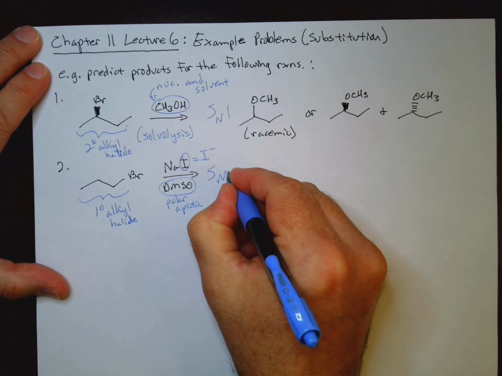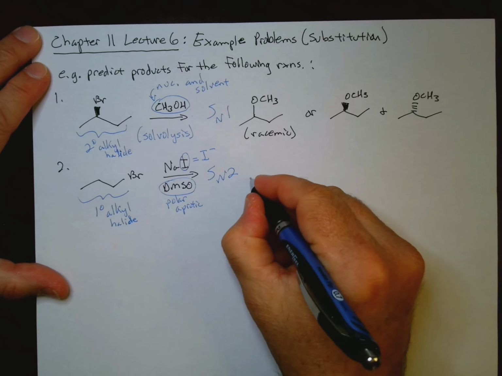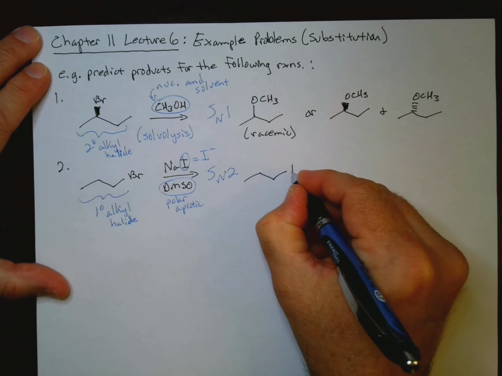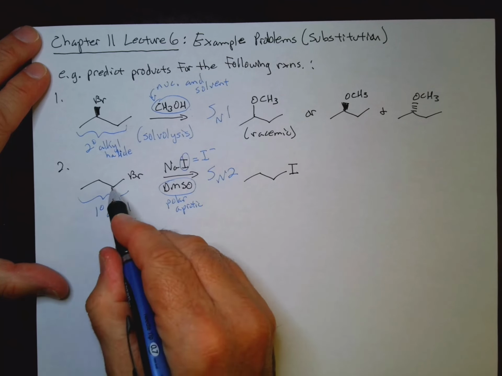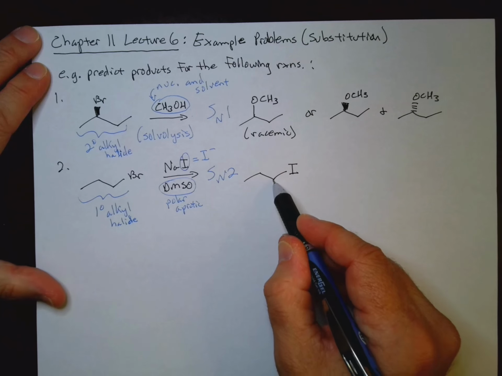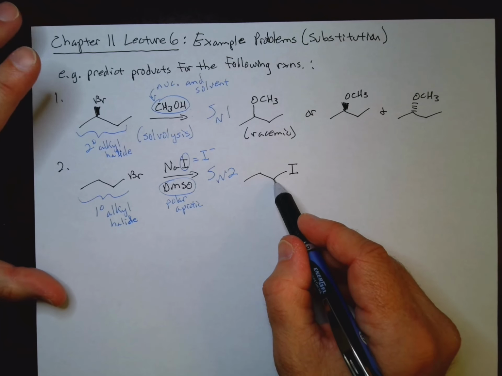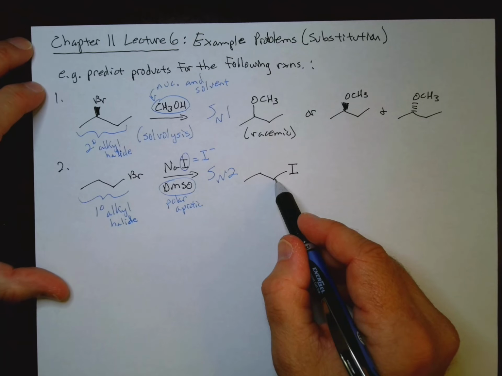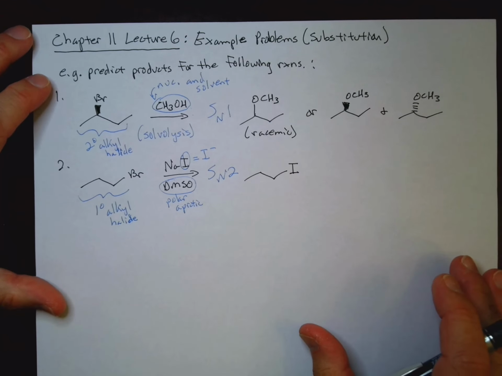So SN2. I'll just swap my iodine for my bromine, and I'm done. Now, I get inversion stereochemistry, but because I have 2 hydrogens here, and the 2 hydrogens are still there in the product, that carbon is not chiral, so there's no stereochemistry to invert.